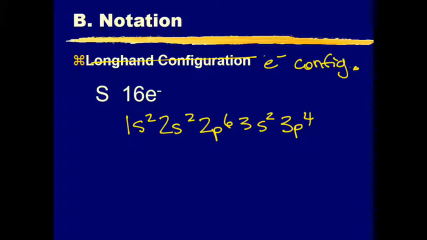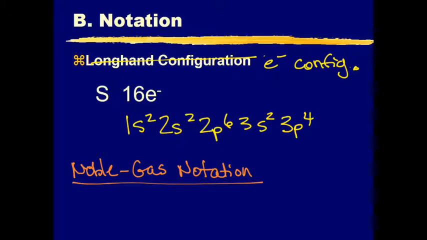Within the noble gas notation, which is also called shorthand configuration, we're going to abbreviate the core electrons or inner shell electrons from valence electrons. If I go back up to our example, your outermost electrons or valence electrons are going to be in your highest occupied energy level. So there's a new phrase for you. Highest occupied energy level.